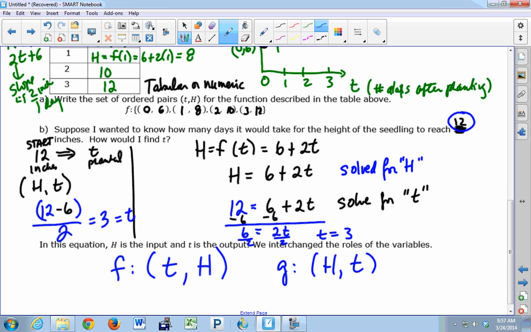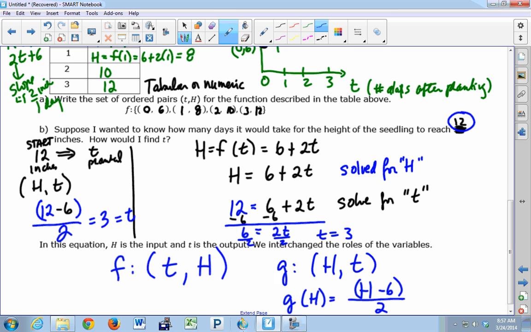So how did we get t again? We took our input, we subtracted 6, we got a specific result, and then we divided it all by 2. So if we wanted to describe the function g of h, because now the input is h, we would take the height, subtract 6 from it, put it in parentheses, and divide the whole thing by 2.